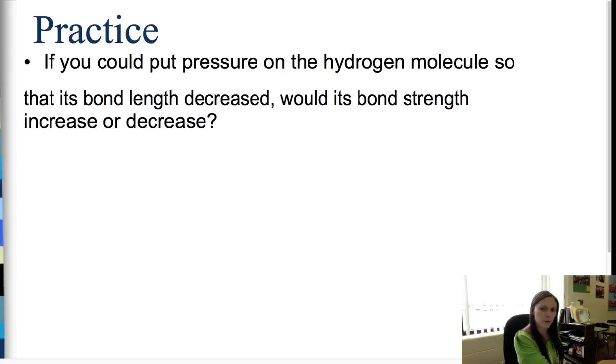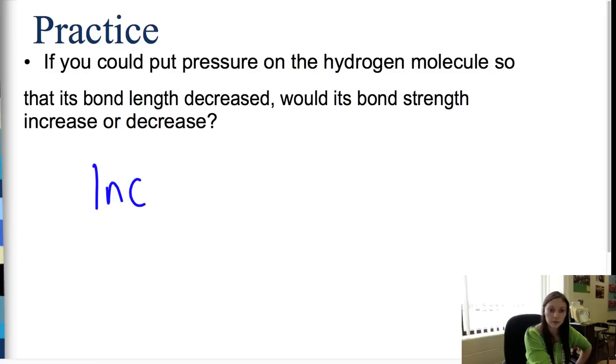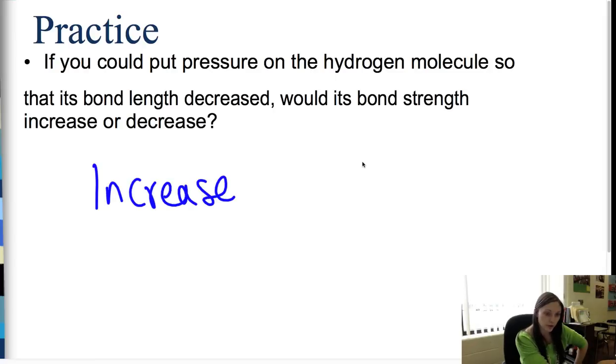Practice: if you could put pressure on the hydrogen molecule so its bond length decreases, would its bond strength increase or decrease? Well, we looked at that chart. If you wanted to get them closer and closer together, that bond length gets smaller and smaller, and your energy would skyrocket. That's what I was just saying there at the end. They get too close together, and it's not an optimum distance anymore.